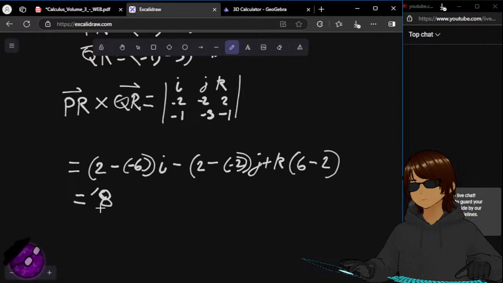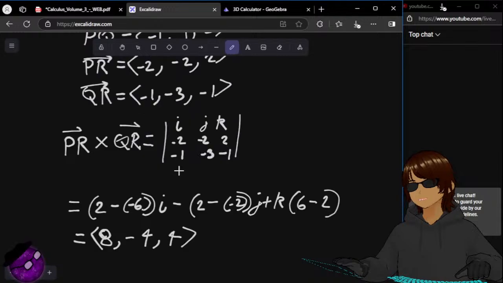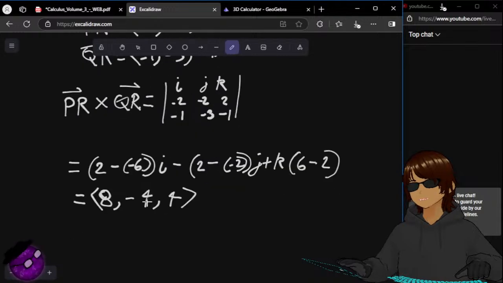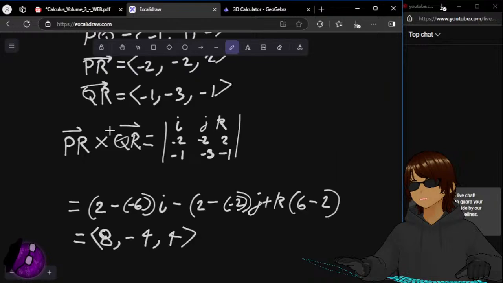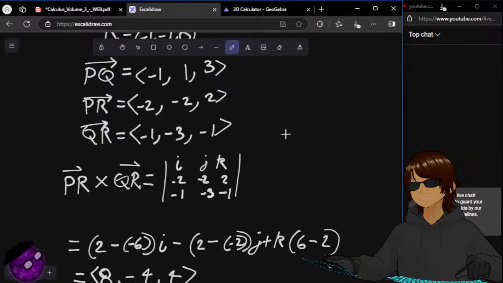So 8, 2 minus -2, 4. You got this. This is a vector that is perpendicular to the plane. No, hold on. Yeah, it's perpendicular to this.